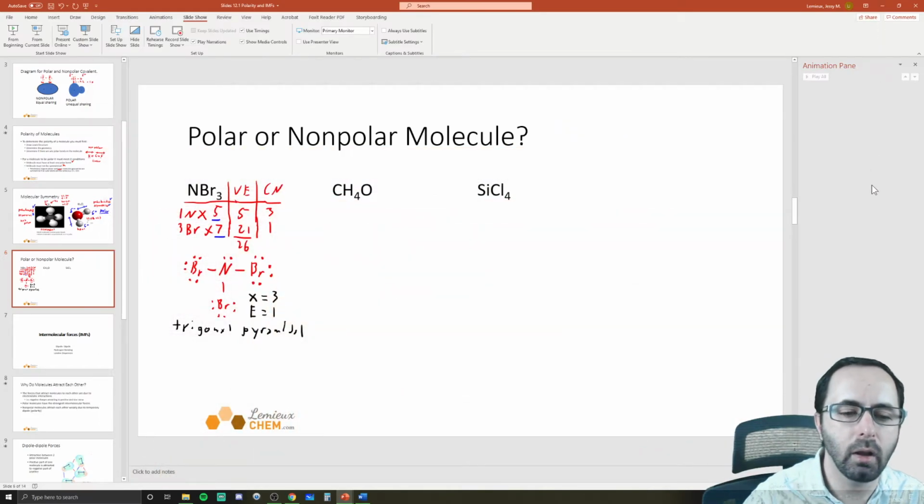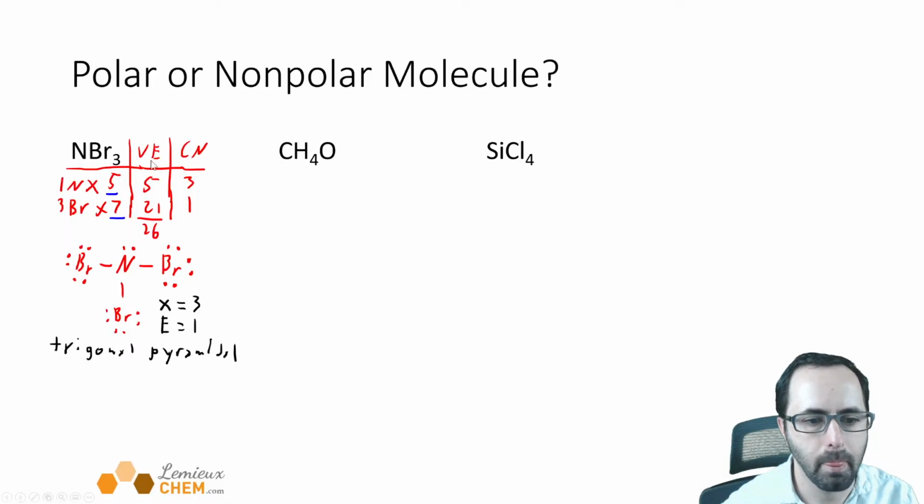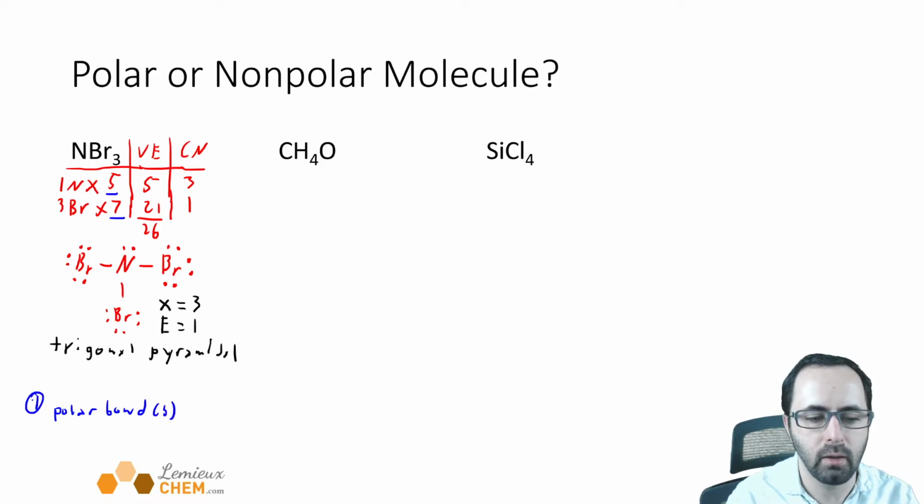So we're trigonal pyramidal in terms of shape. We've already evaluated that, so we can look at our two conditions here. Remember, the two conditions are: Condition 1, do we have at least one polar bond? Condition 2, is the molecule asymmetrical?